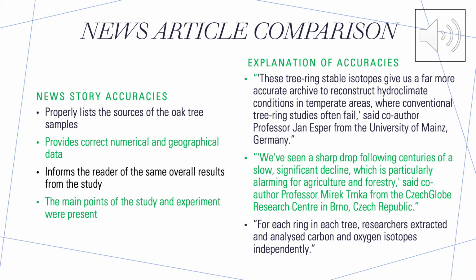The main points of the study, such as background information, results, and a brief explanation of why the study is important, were included in the news article story. And on the right, I provided two quotes from the news article that were direct quotes from the primary source. I also included one quote from the newspaper article that simply describes the methods of the researchers. These show that the information in the newspaper article aligns with that of the primary article.